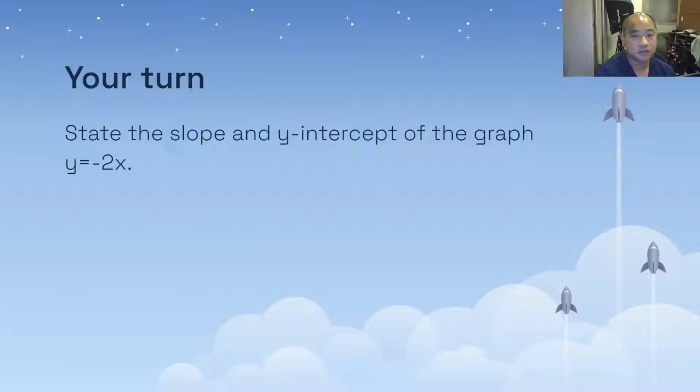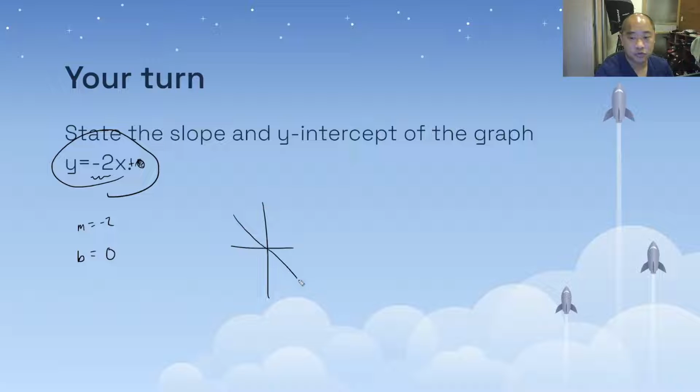Your turn. State the slope and y-intercept. Welcome back. The slope is -2. The y-intercept, or b, is 0, right? This is a constant of variation, or direct variation, or a proportional relationship, any of those that you want to call it, where b is 0. Where b is 0, that means it crosses through the origin, right? That means it's a direct variation. Don't forget about that.